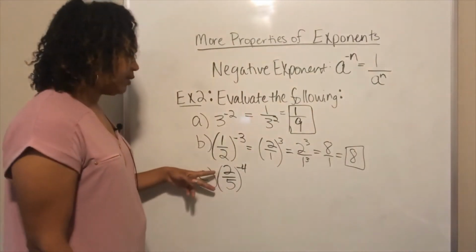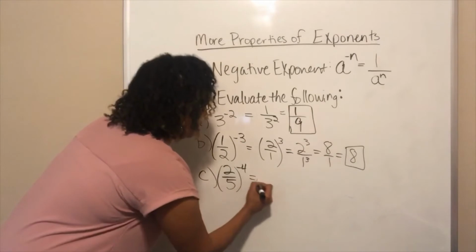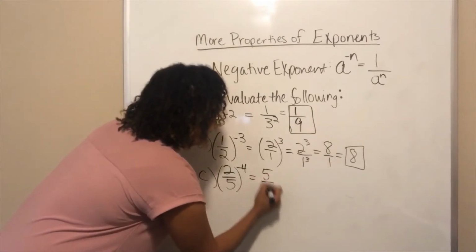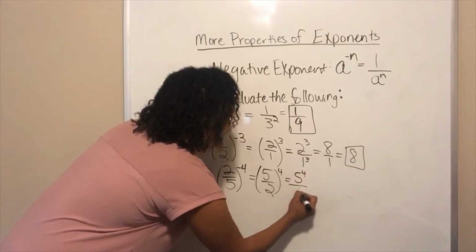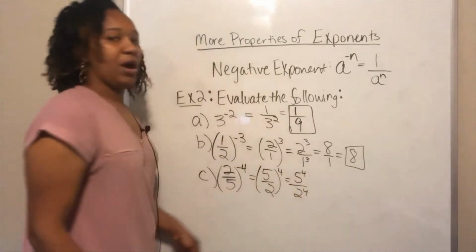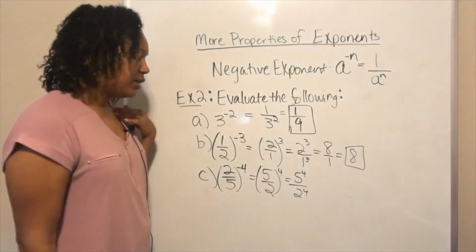And you will do the same thing with part C. It's a fraction, so you'll flip it. That'll become 5 over 2 to the 4th. That's the same as 5 to the 4th over 2 to the 4th. That's the power rule, which we talked about in the previous video.